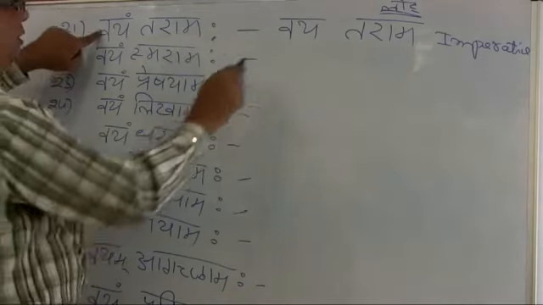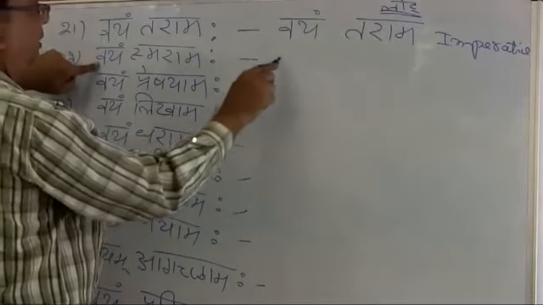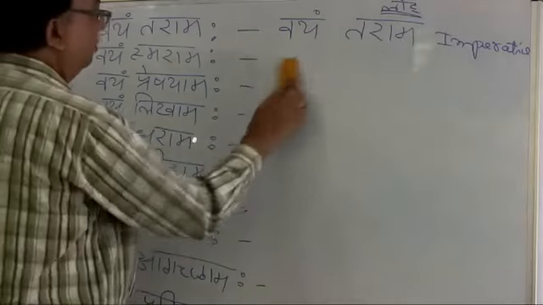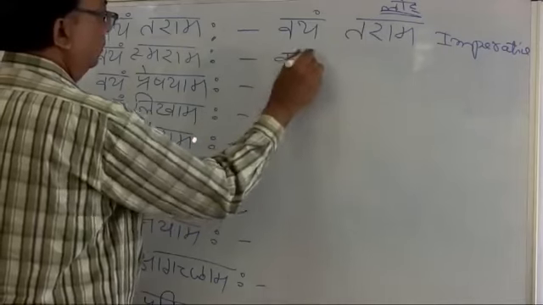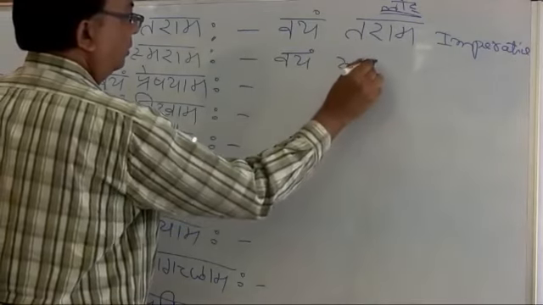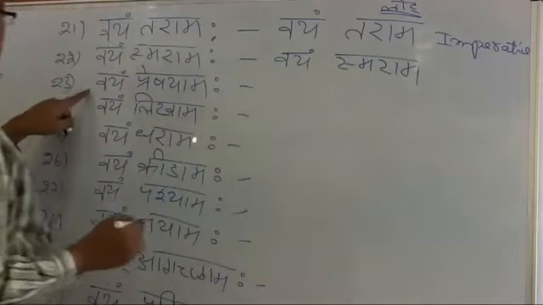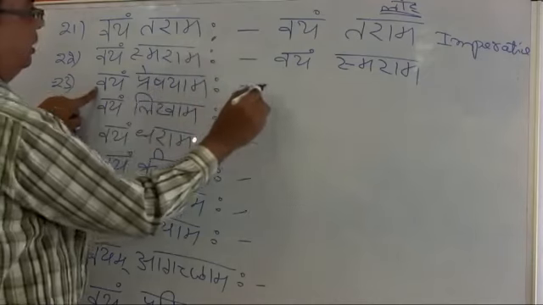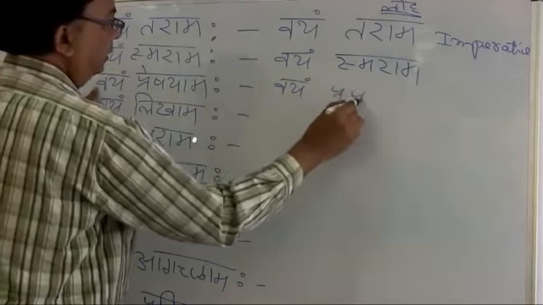So Vayam taramaha, Vayam tarama. Vayam smaramaha, Vayam becomes smarama. Vayam smarama. Smarama. Shall we remember? Let us remember. Vayam preshayamaha becomes Vayam preshayama.